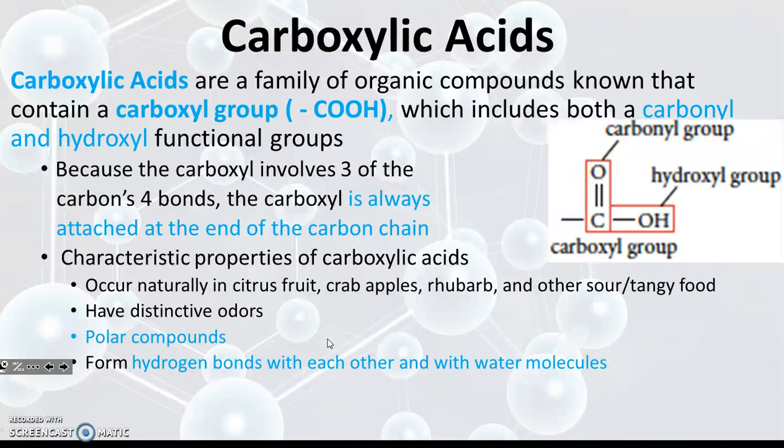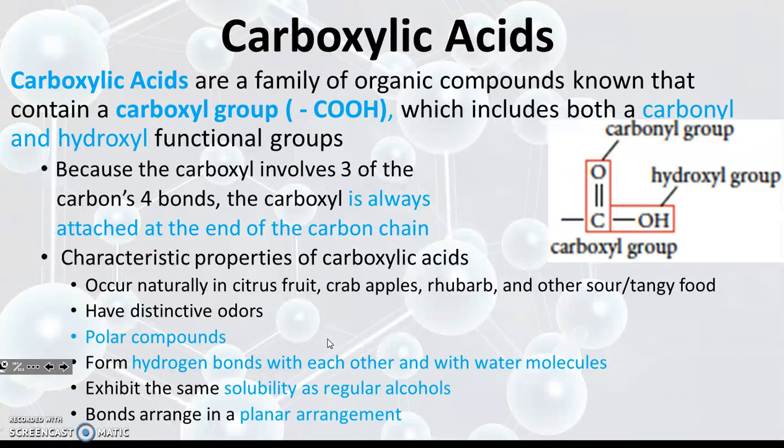They would also form hydrogen bonds with other carboxylic acids and with the water molecule, making them stick together stronger and harder to break apart. They also exhibit the same solubility as regular alcohols. And lastly, because of the carboxyl group, the end of the molecule is arranged in a planar arrangement, so it would just be shown in one dimension.